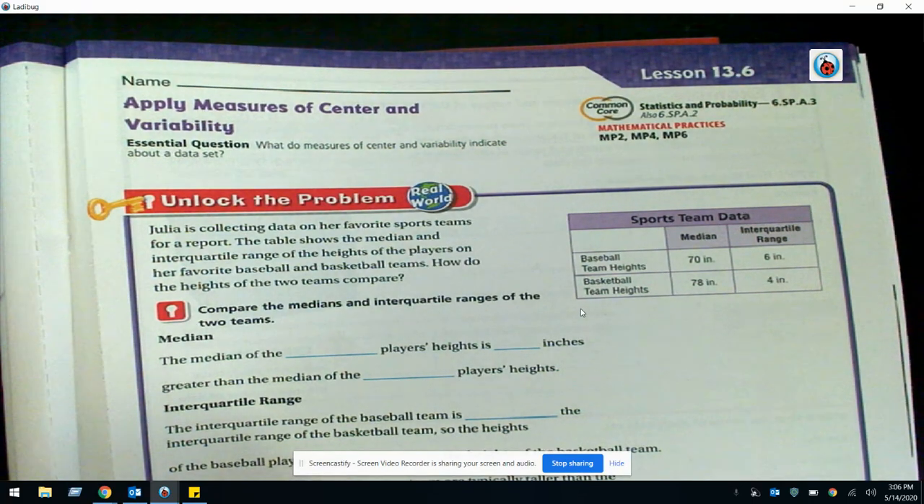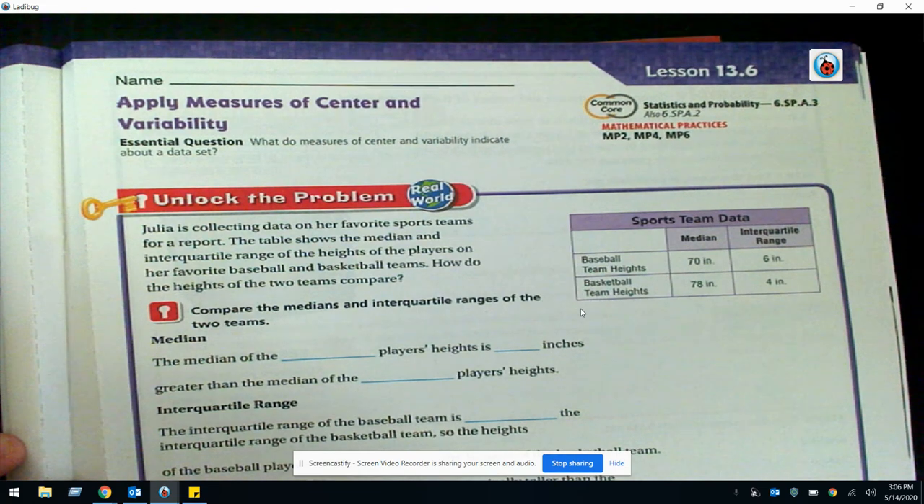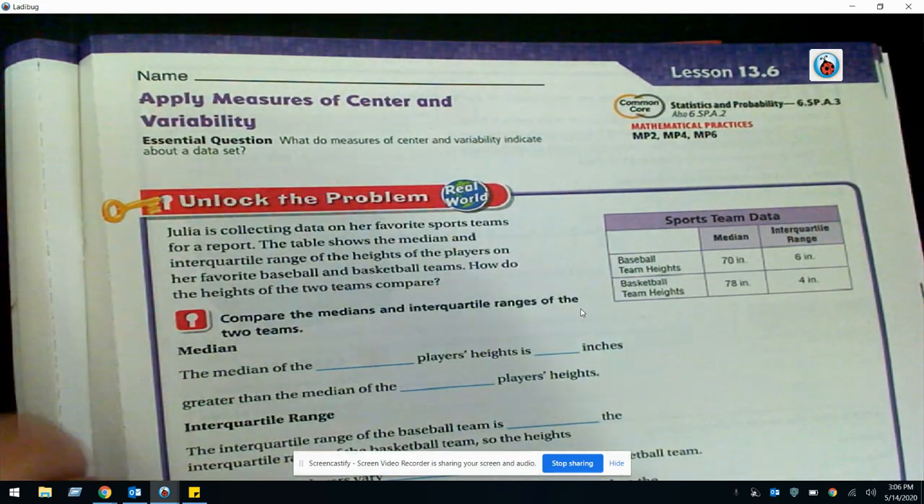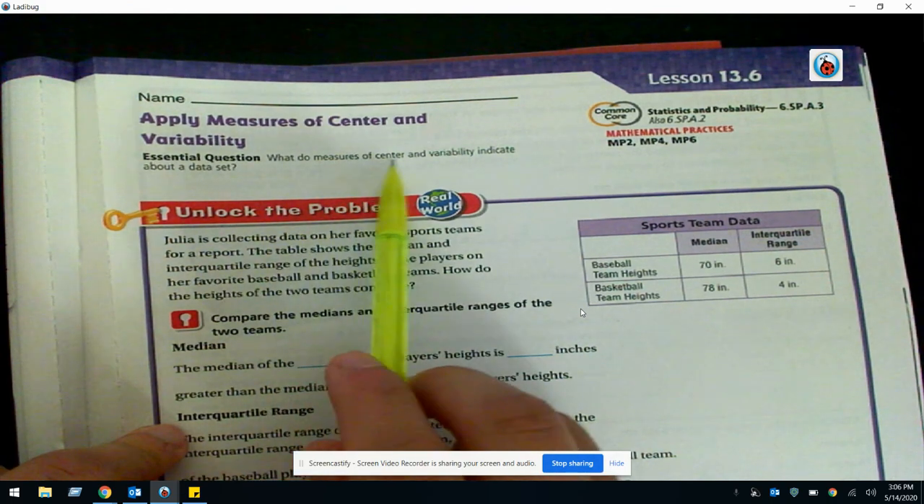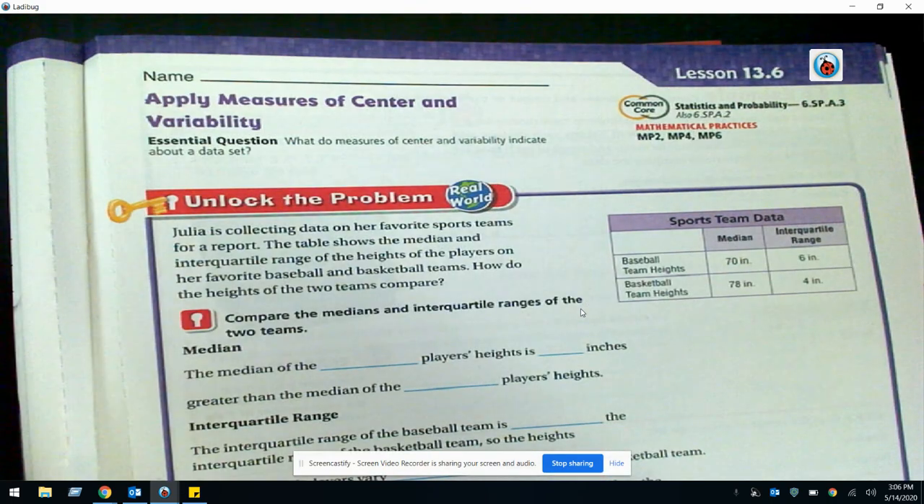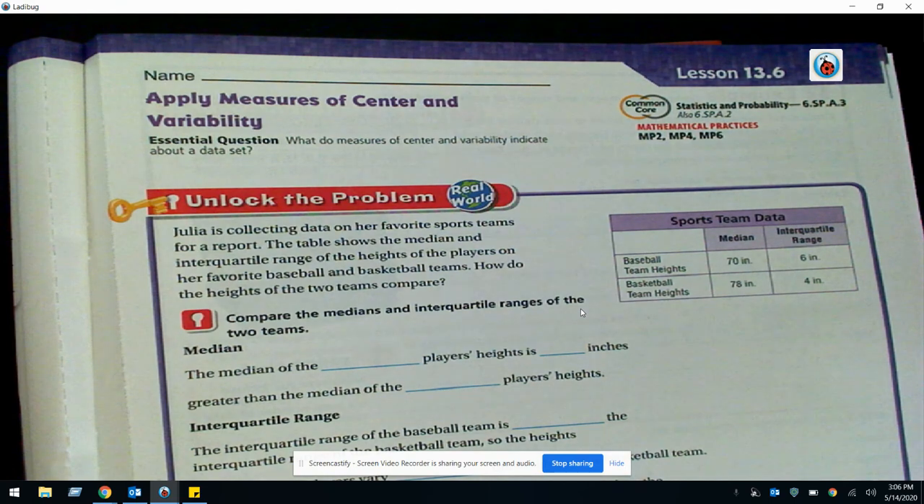Hello, class. Today we're going to be working on lesson 13.6, apply measures of center and variability. Our essential question to start the day reads, what do measures of center and variability indicate about a data set? We're looking at data sets again, and we're going to look at the measures of center and variability. We're going to try to describe these data sets a little more.